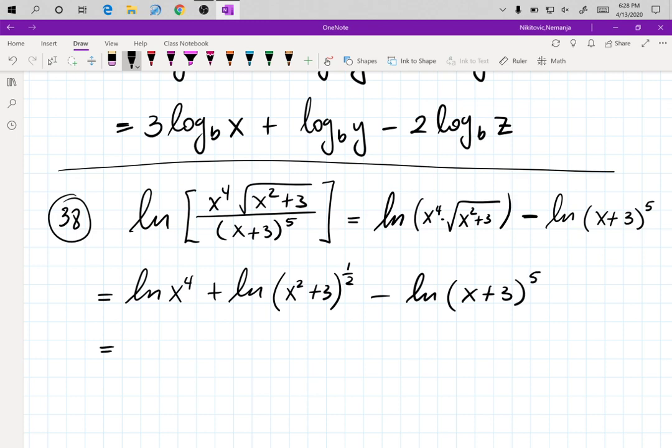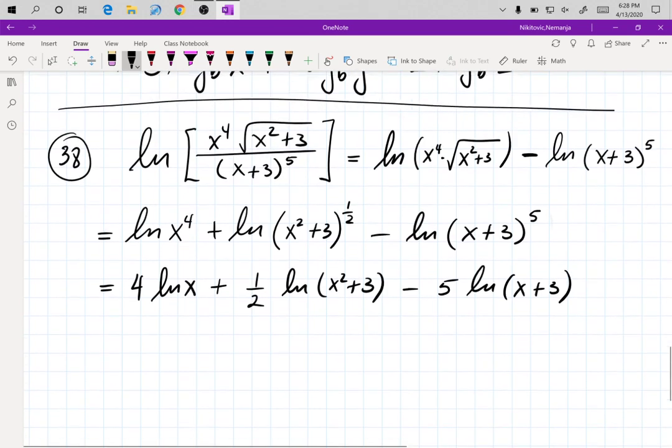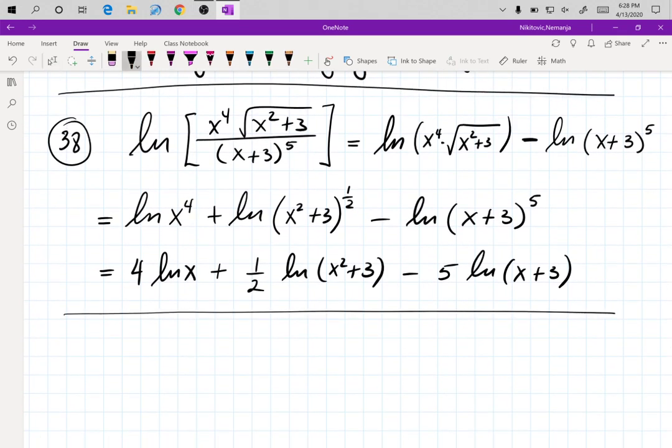And now all of the exponents jump in front. So 4 ln x plus 1/2 ln x squared plus 3 minus 5 ln of x plus 3. There is nothing else we can do. We cannot factor this, therefore, I mean, we can factor it, but they're not really looking for it.